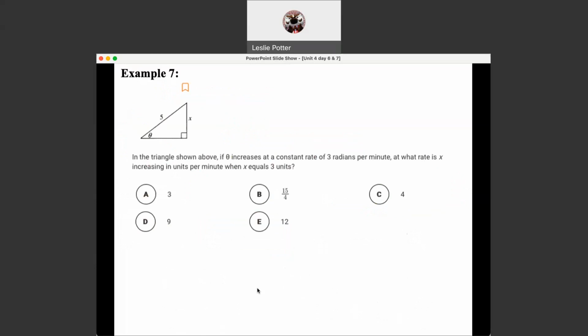Okay, let's look at the third one. We're going to do some trig in here now. I'll get the triangle shown above. And if theta increases at a constant rate of 3 radians per minute, at what rate is x increasing?